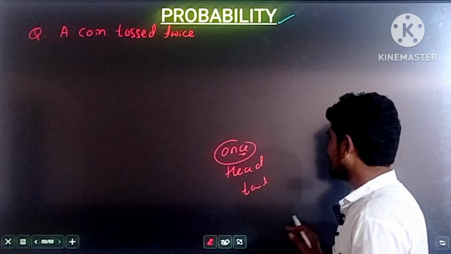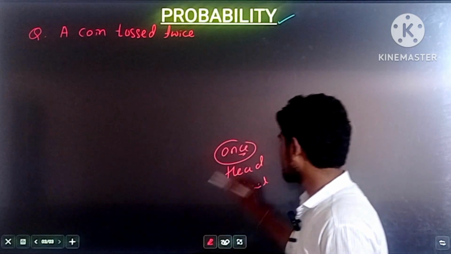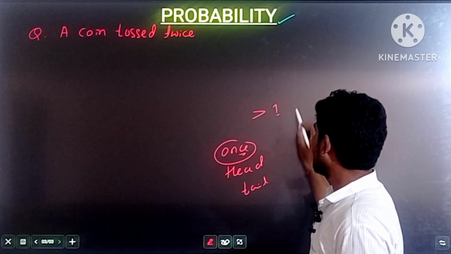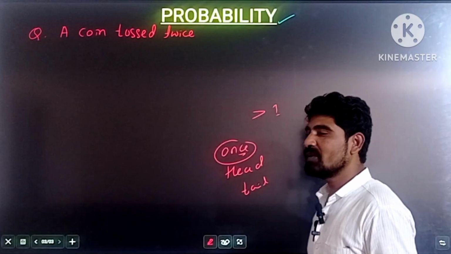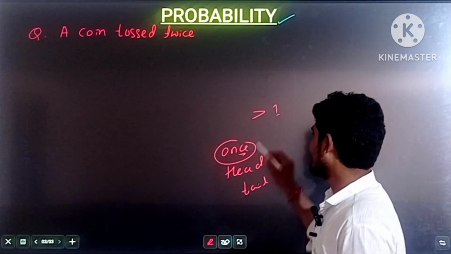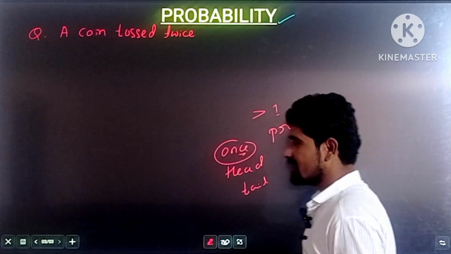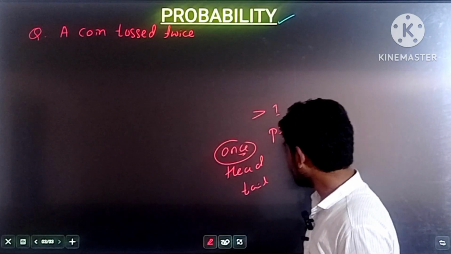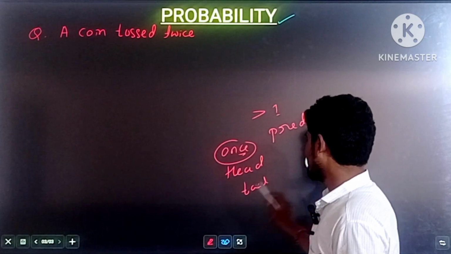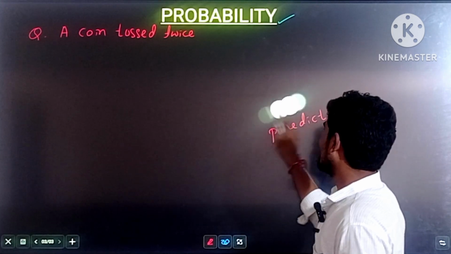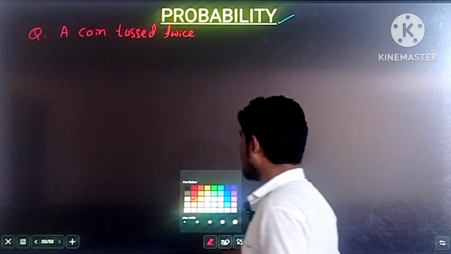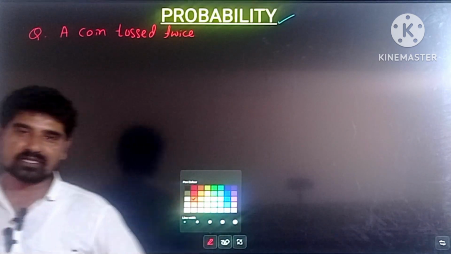So it means the experiments which have more than one result, and the experiments in which we cannot predict its results in advance, such type of experiments are called random experiments. So here the random experiment is tossing a coin twice.